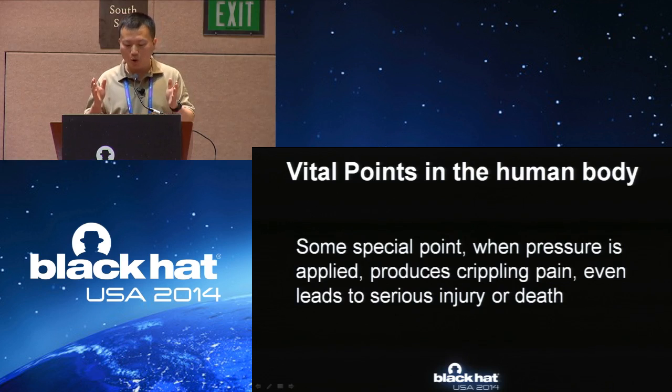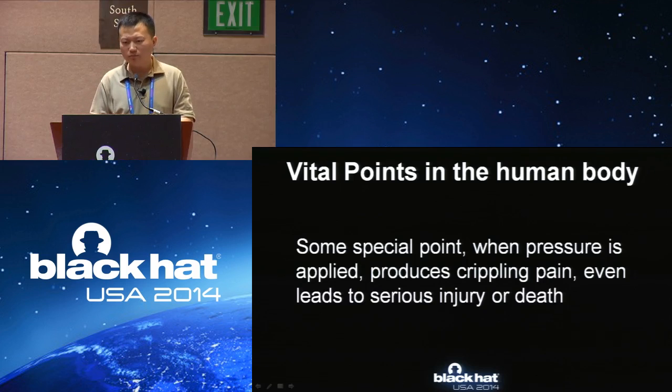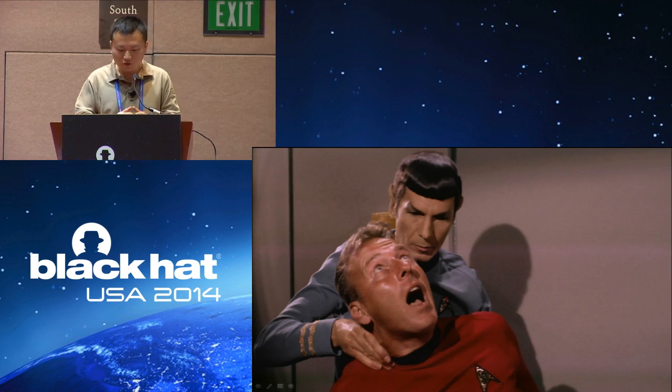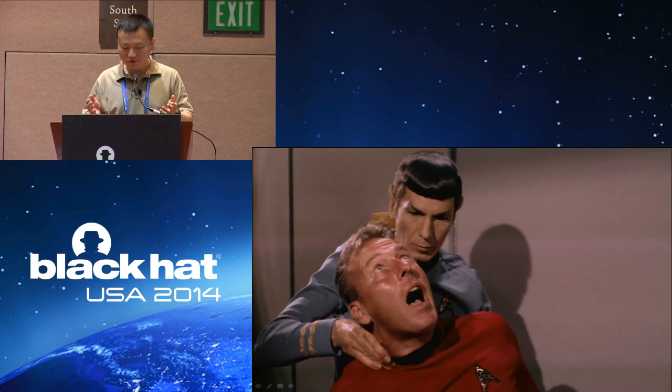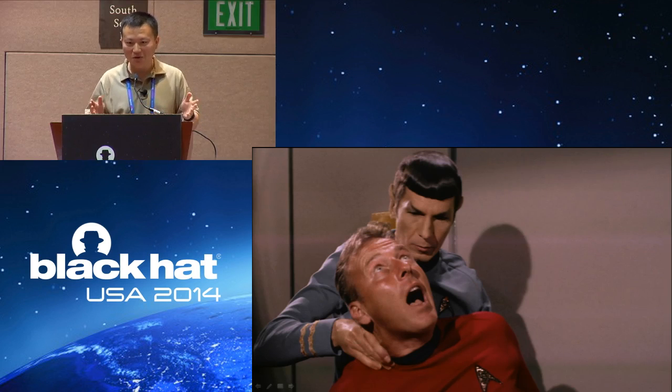are some special points in the human body. A pressure to vital points can cause intense pain, even lead to death. Like the Achilles heel. Many people know about vital points: Chinese people, Japanese people, even Vulcan people. See, Spock is really good at this. Vulcan nerve pinch. Who likes Spock? I'm a Spock fan.